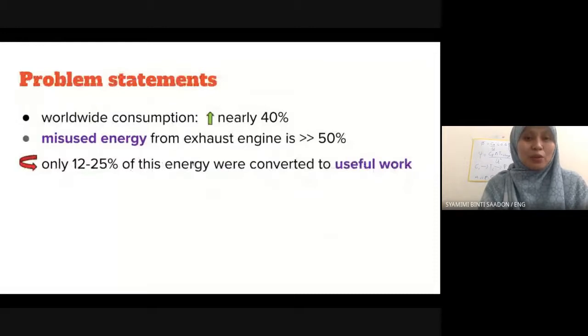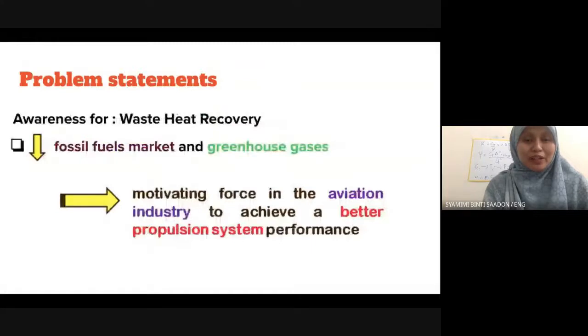The worldwide consumption of energy increased by 40%, etc. However, not all of this produced energy is used for useful work. Only 12 to 35% of this produced energy is converted to useful work. So there is a lot of energy that is wasted. So there is awareness for waste heat recovery, to recover the exhaust waste heat. The motivation in the aviation industry is to achieve better propulsion system performance.